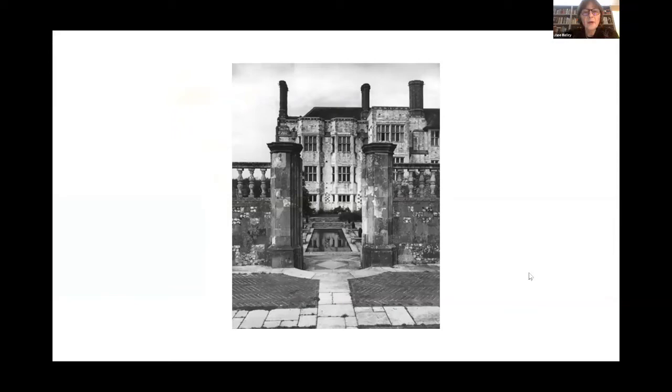It's built of a material called clunch, which is beneath the chalk. It's white with little bits of brick. And this wonderful vista across the sunk garden towards those rather Elizabethan windows. Marsh Court is absolutely enormous.